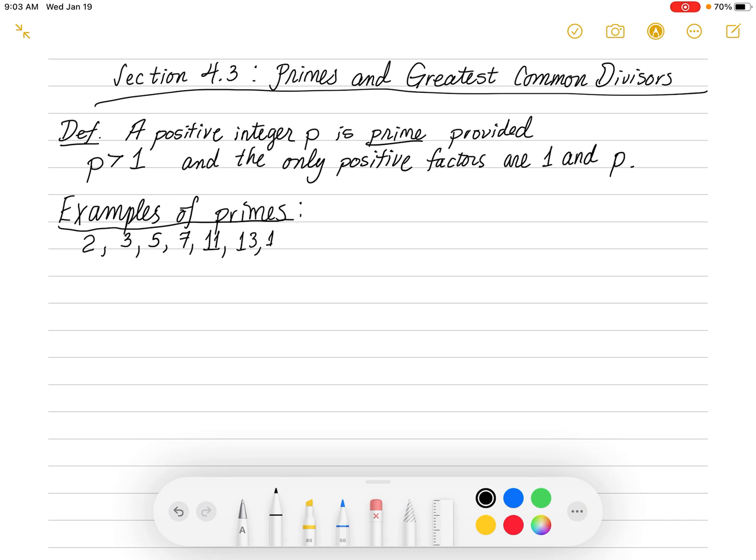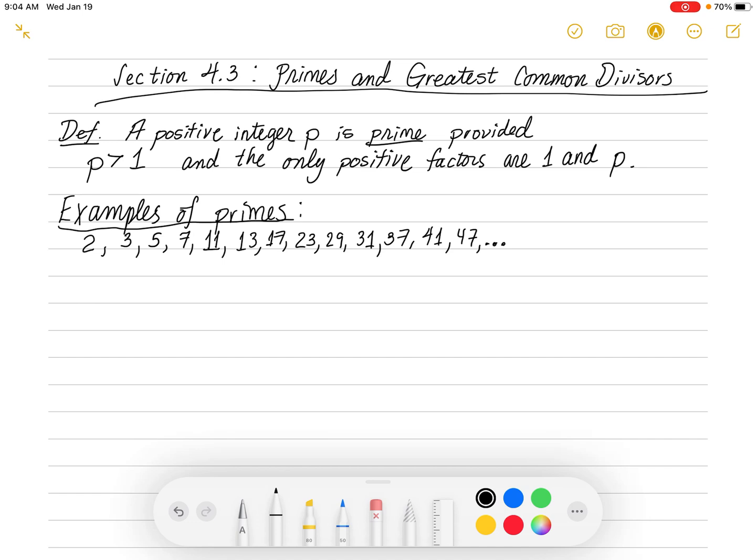You can have 13, 17, 23, 29, 31, 37, 41, and I'll stop at 47, and so on. You can keep going.